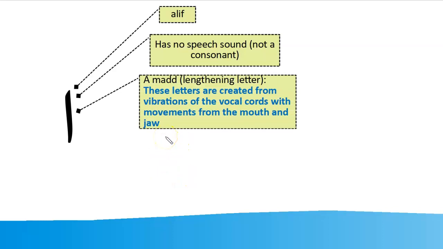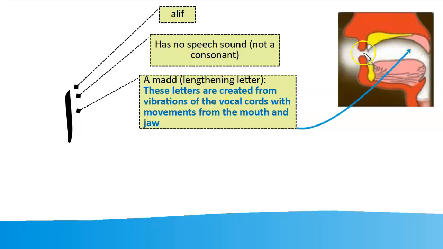Its main function is as a mad letter. So what do we mean by a mad letter? It means that they are used to extend or lengthen the vowel sound on a preceding consonant letter. These sounds we emit when we vibrate the vocal cords with movements from the mouth and jaw, like so. So, Alif, when we say it, comes from the whole space here, from this bottom part, and it travels up through the middle and out, right? So it doesn't have a specific point we can articulate the Alif from.